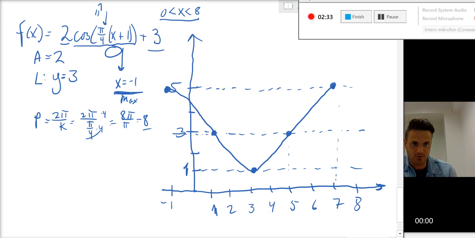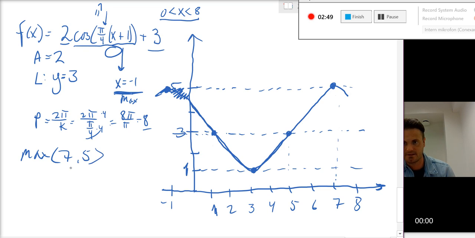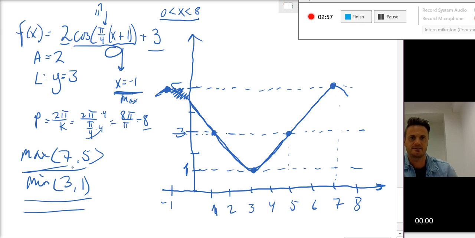And actually, I'm going to draw it from 0 to 8, so I'm not going to have this. It's not a part of the graph, so it just looks like this, right? So that's the graph, and the maximum point, of course, is then x is 7, and the y-coordinate is 5, and the minimum point is x equals 3 and y equals 1. So that's an example of cosine.